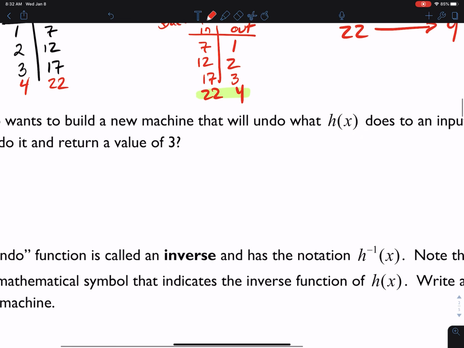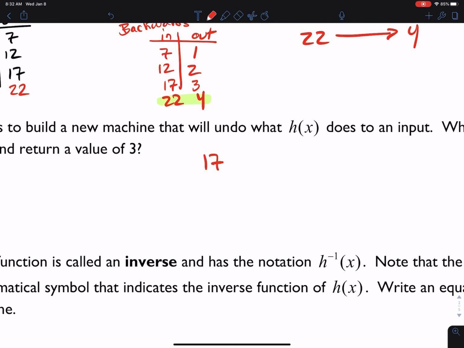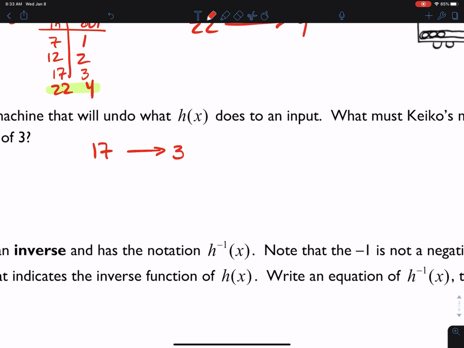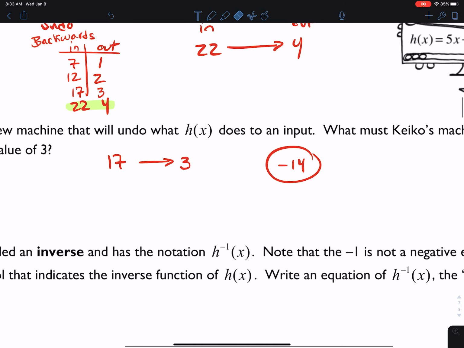Okay, so 17. How do you turn 17 into 3? Okay, let's see. 17 into 3. If I subtract 14, okay, 17 take away 14, that returns a value of 3. Okay, so what I'm going to try doing is seeing if that makes sense, seeing if the rule is just take away 14. So I'm going to try the next value in my table.